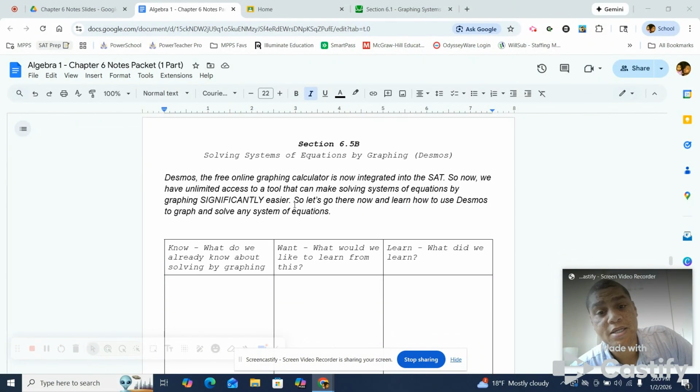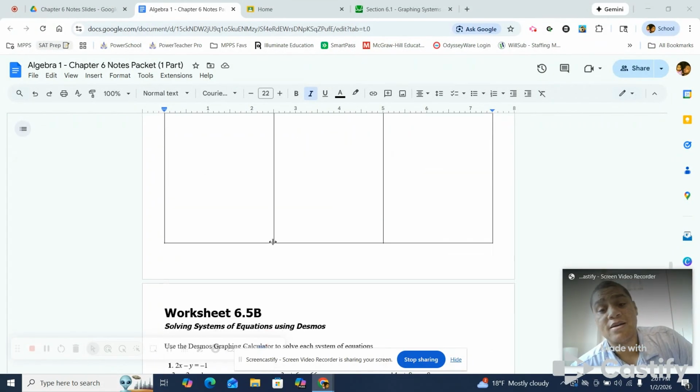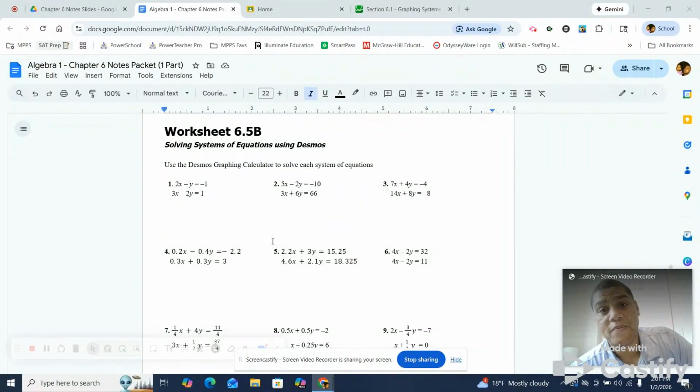But if you're looking at this video, hopefully it means you're on section 6.5b, where I'm going to show you, as the screen says, how to solve systems of equations by graphing using Desmos. This page is in your packet, and you can see all this good information that basically says, hey, we got Desmos now. Sick. But we got to do the homework.